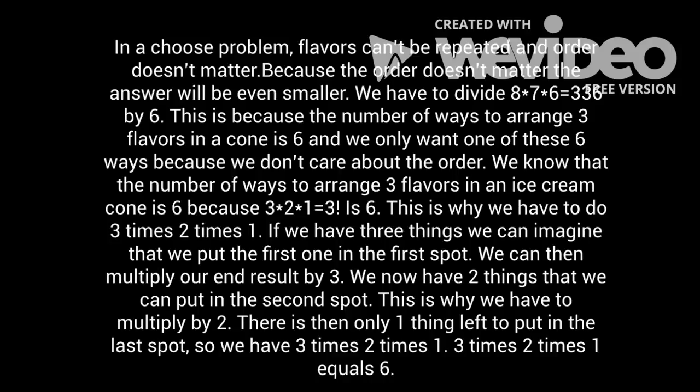We know that the number of ways to arrange 3 flavors in an ice cream cone is 6 because 3 times 2 times 1, or 3 factorial, is 6. This is why we have to do 3 times 2 times 1. If we have 3 things, we can imagine that we put the first one in the first spot. We can then multiply our end result by 3. We now have 2 things that we can put in the second spot. This is why we have to multiply by 2. Then there's only 1 thing left to put in the last spot, so we have 3 times 2 times 1. 3 times 2 times 1 equals 6.